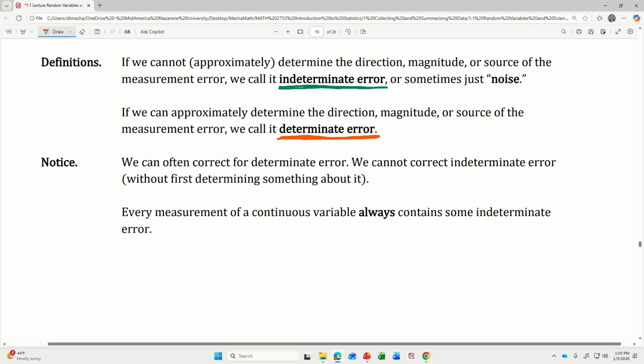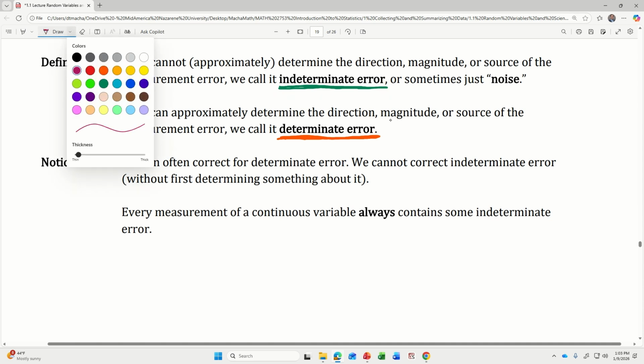So you can correct for determinate error if you know something about it. Maybe you know the direction. Is it positive or negative? Is it big or is it small? You could try to correct for that. But if you don't know anything about it, you cannot correct indeterminate error. And like we said, every measurement of a continuous variable always contains some indeterminate error.